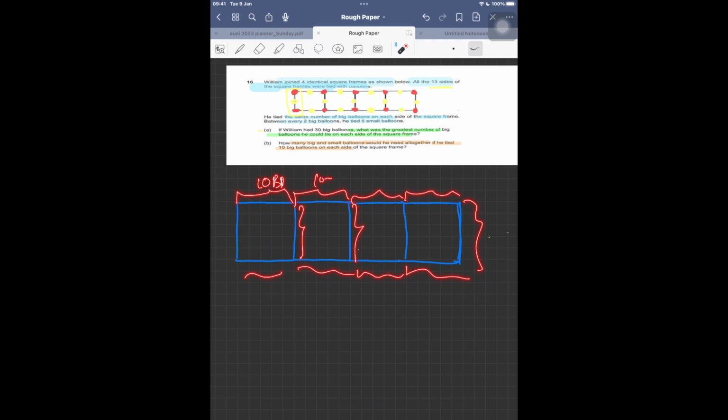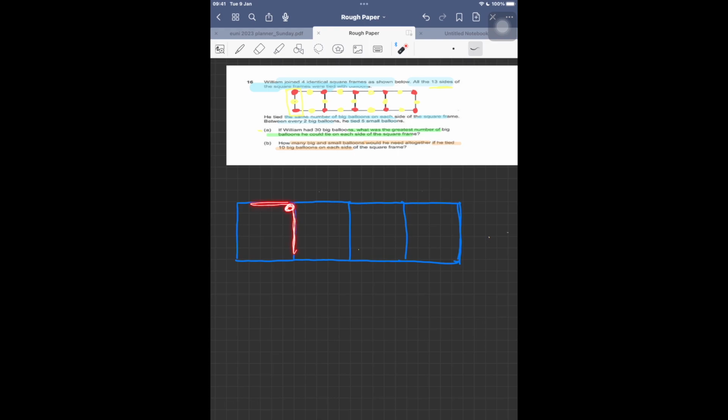Okay, that's it. So let me see. I have to first identify what will be the overlapping in terms of the balloons. Remember, one of the balloons here will be shared with this side and shared with this side. Likewise, one of the balloons here will be shared with this side and then also shared with this side. And one of the balloons here will be shared with this side and this side. So what I am going to do now is, let me just draw. Here, let's say it's 1, 1.